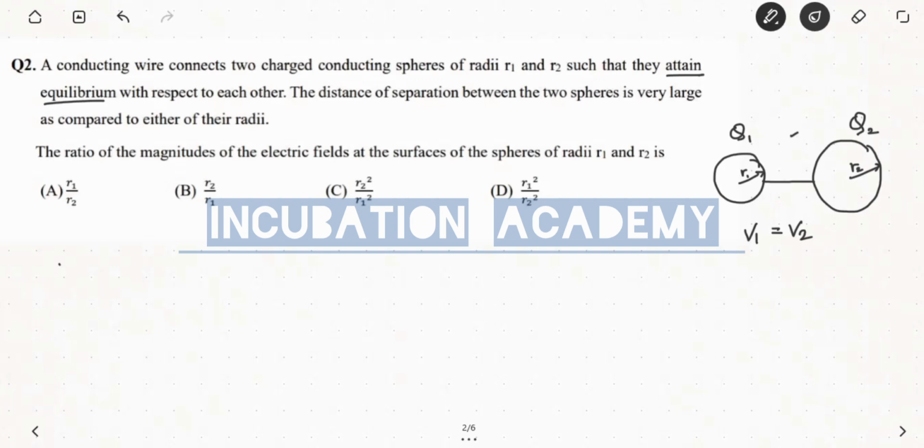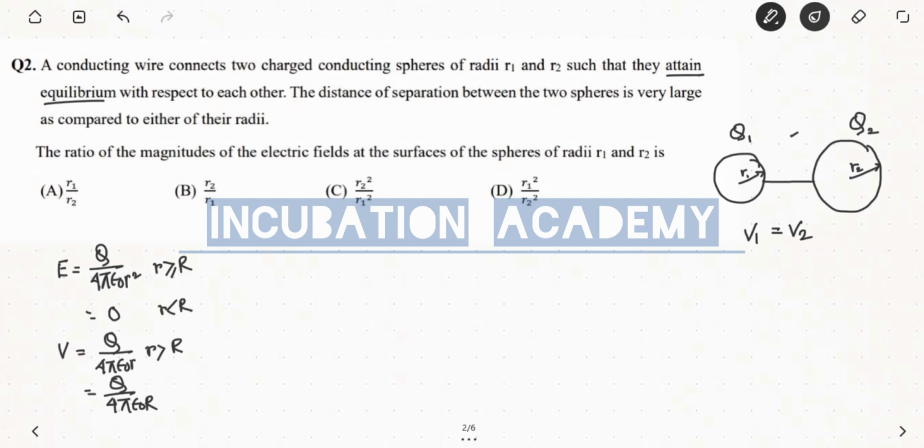If we remember, the electric field for a sphere of radius R at any point outside, for small r greater than or equal to capital R, is q divided by 4 pi epsilon naught r square. If small r is less than or equal to capital R, that is inside, then the electric field is 0. On the same note, the potential for small r greater than capital R is q divided by 4 pi epsilon naught r. At r equal to R it is q divided by 4 pi epsilon naught R, and at any point inside the same value remains, because the potential is constant.